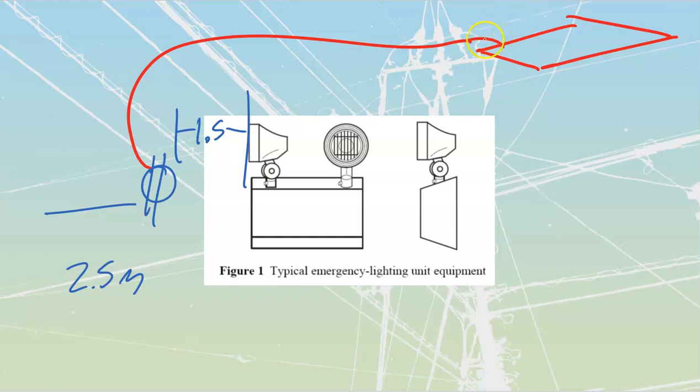So we'll splice that in, take that receptacle off, drop it down to my unit equipment over here, and then that way if I lose the circuit that feeds all of these lights over here for whatever reason, my unit equipment comes on.